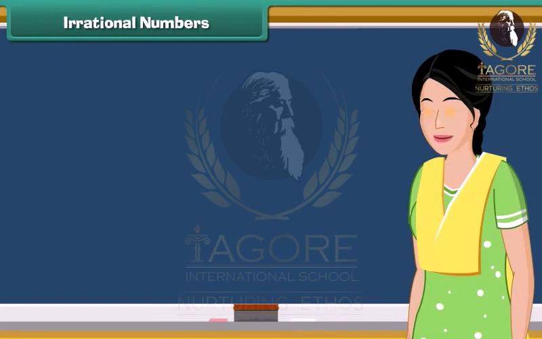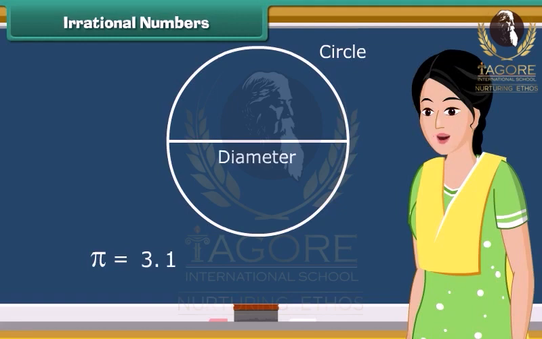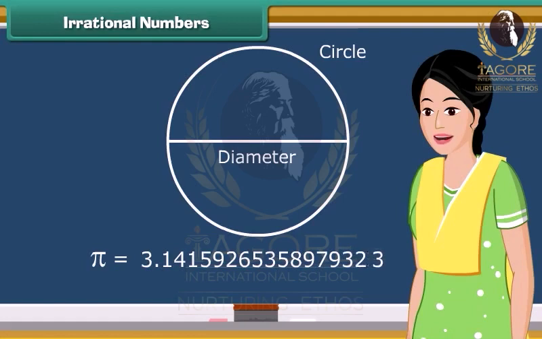Some decimals, called irrational numbers, don't end or repeat. A good example is pi, which is the ratio of the circumference of a circle to its diameter. It begins with the number 3.14159 and keeps going on with no particular pattern into infinity.